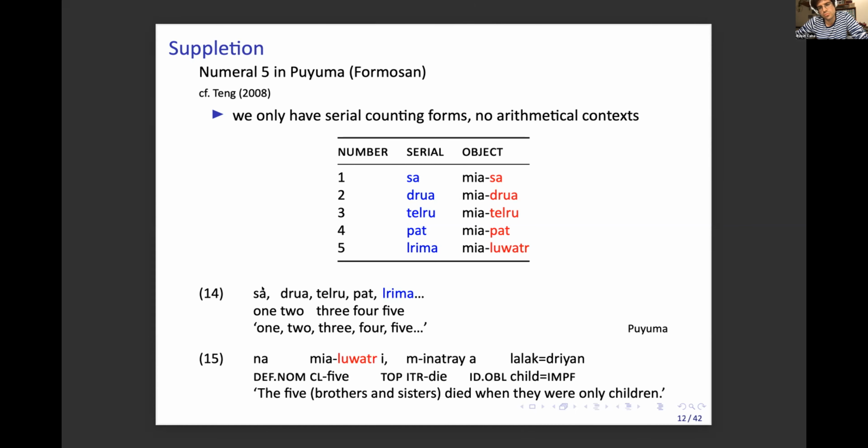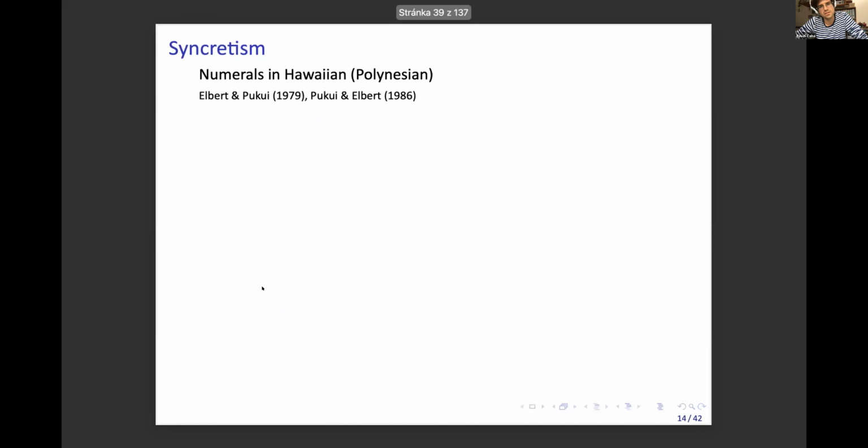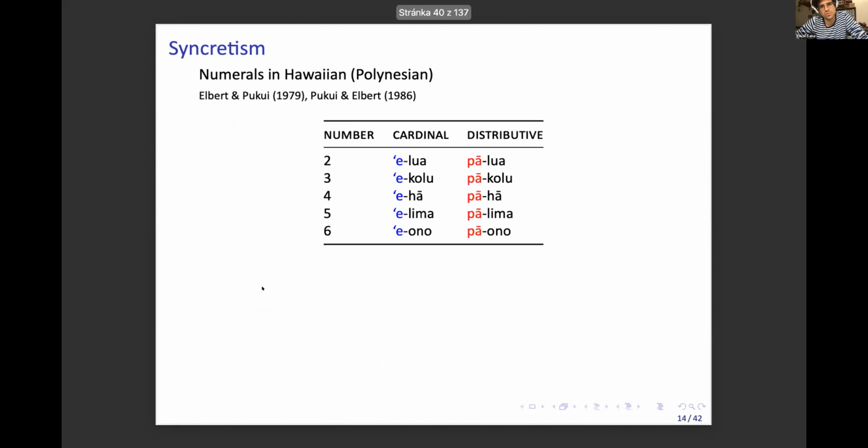So when you count objects, like the 5 of them, the 5 brothers and sisters, you have to use this form Mia Luvata. And so there is some suppletion going on. Now, where we found most interesting data in Austronesian is when it comes to the fact that already the abstract counting numerals are complex.